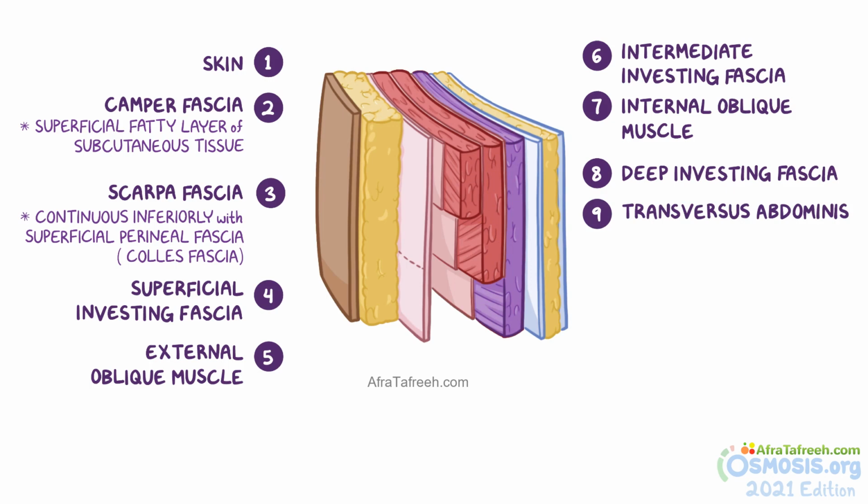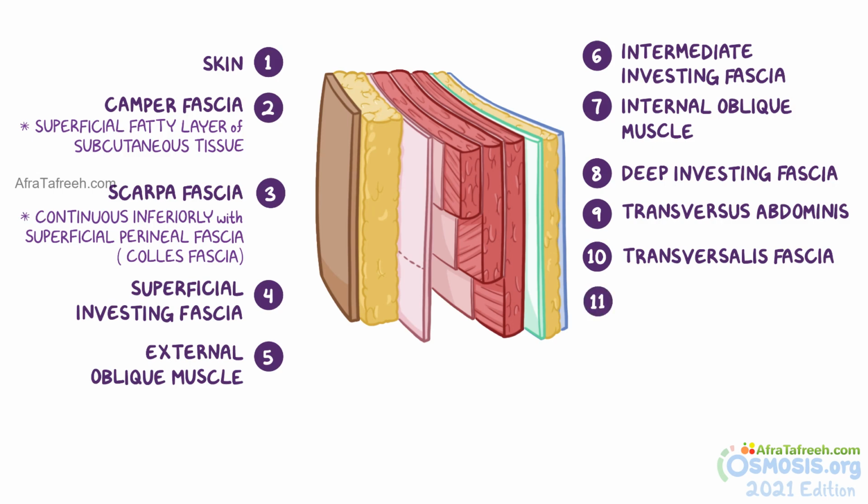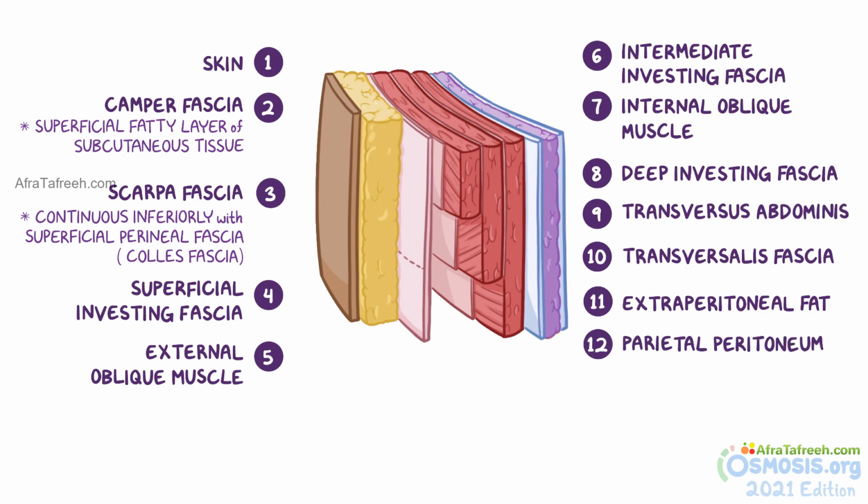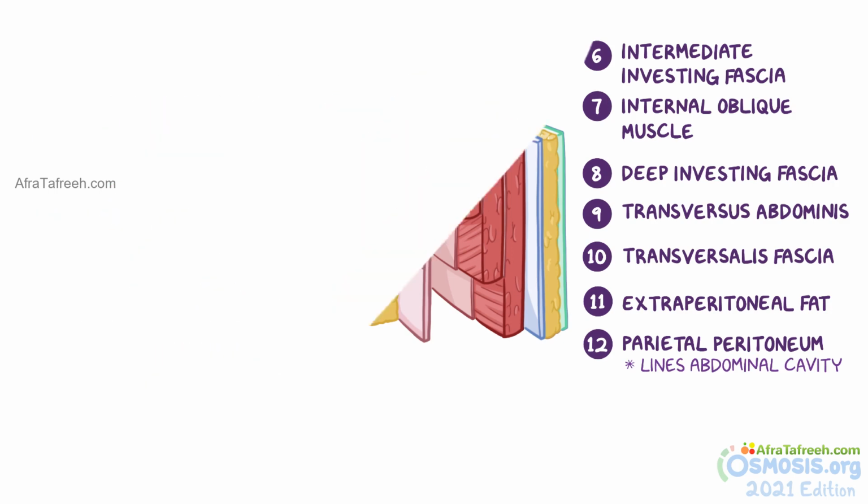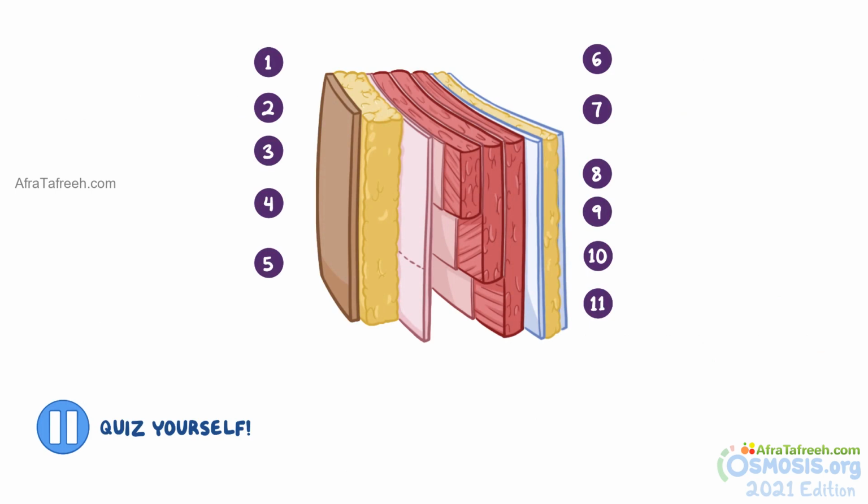Deep to the transversus abdominis is the transversalis fascia. And finally, for our 2 deepest layers, there is a thin layer of extraperitoneal fat, which is just above the parietal peritoneum, which is the deepest layer of the abdominal wall and lines the abdominal cavity. So just to recap, let's take a quick break and see if you can recall the layers of the anterolateral abdominal wall.